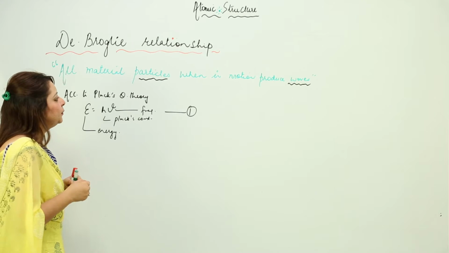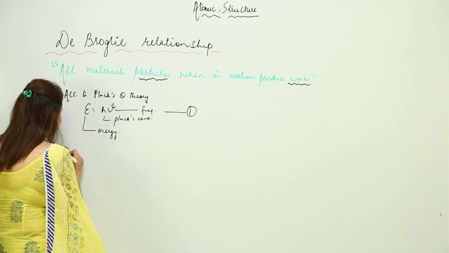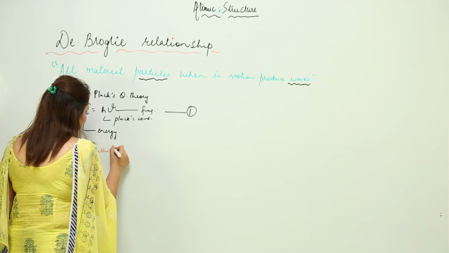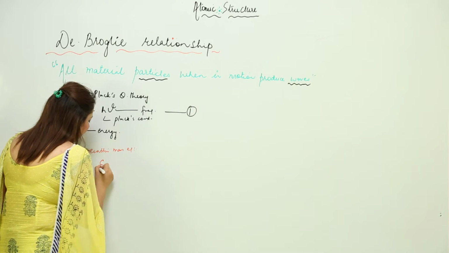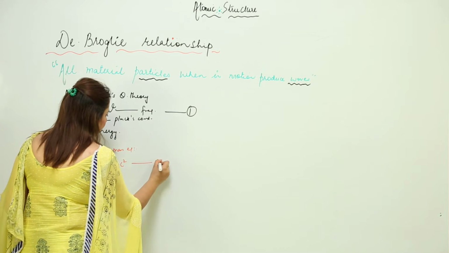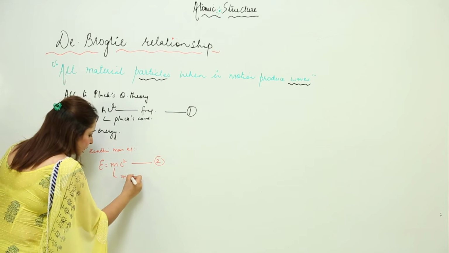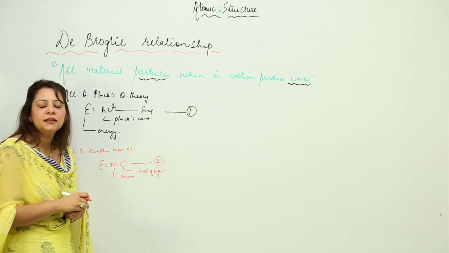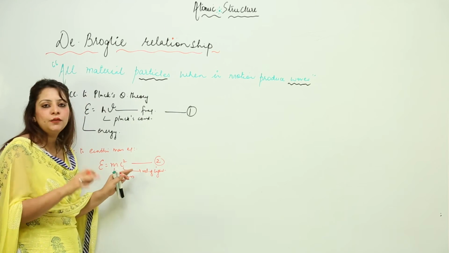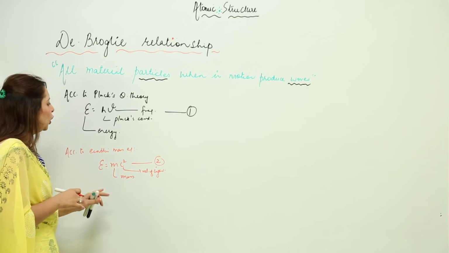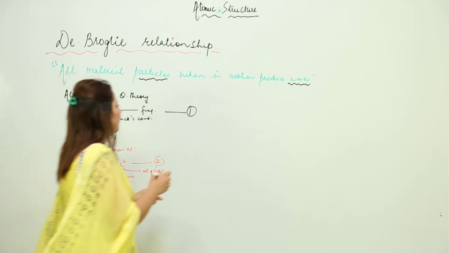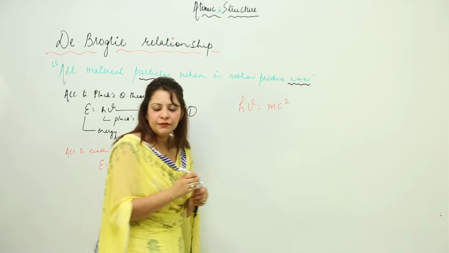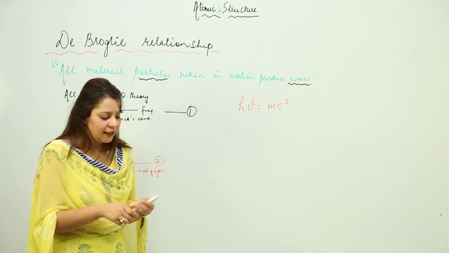Likewise, if it behaves as a wave, the energy possessed by it according to Einstein's mass-energy equation is E is equal to mc square, where m is mass and c is the velocity of light. And when we are considering any particle other than a photon, we can just replace this c with v. We will do it later on. So from equations 1 and 2, if we compare them, we get h nu is equal to mc square.